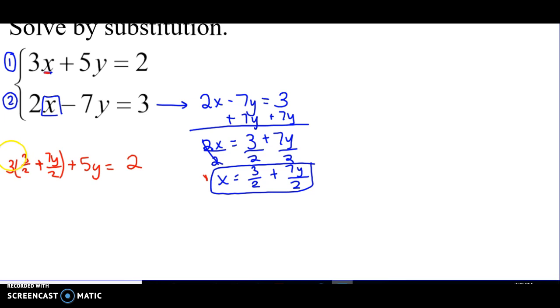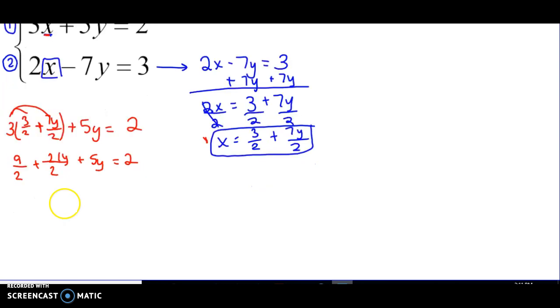I'm going to distribute the 3 to both terms, and I get 9 over 2 plus 21y over 2 plus 5y equals 2. Sorry about that. Okay, so we're going to go ahead and subtract the 9 halves from both sides.